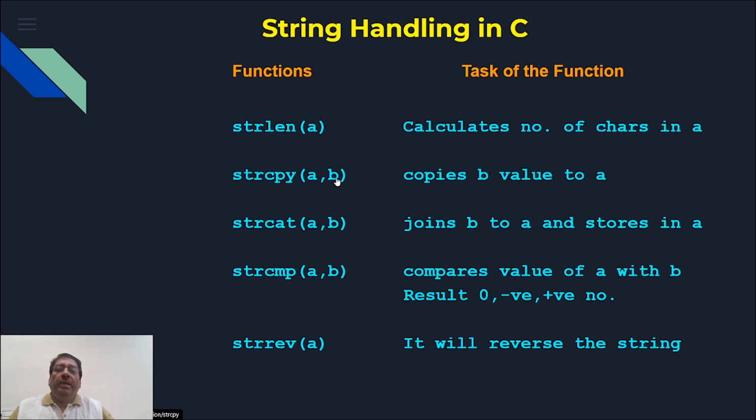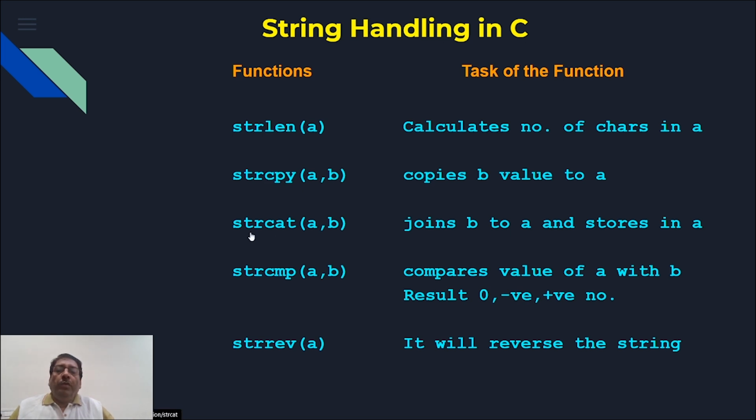In a similar way, you got a function called strcpy a comma b. Normally, whenever you want to assign a number to a variable, we can directly say a equals 100. But the same thing is not possible with strings. So for that you need to say strcpy a comma b. It means the second string will be copied into the first string, and the value will be stored in first. It copies the value of b to a. This is to copy a string.